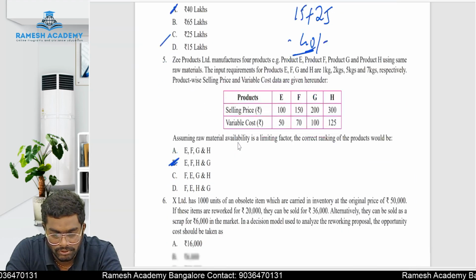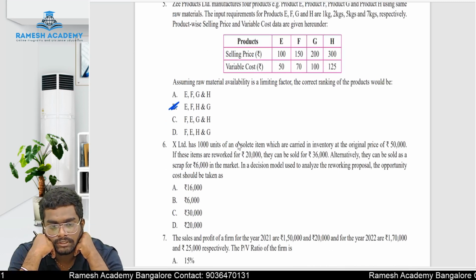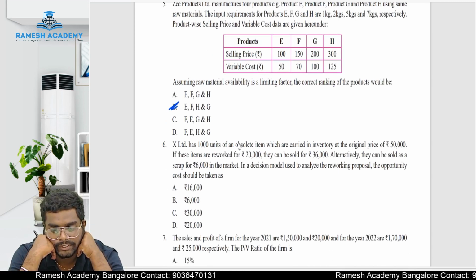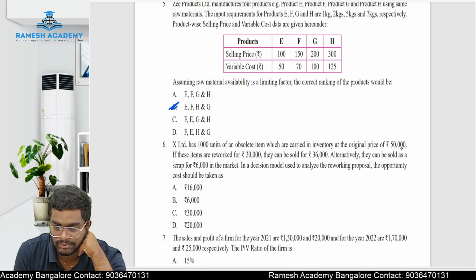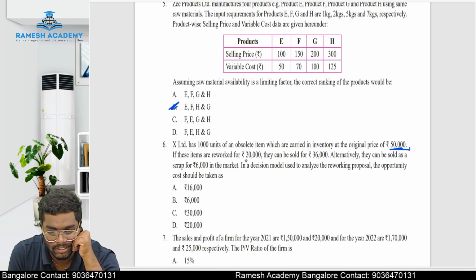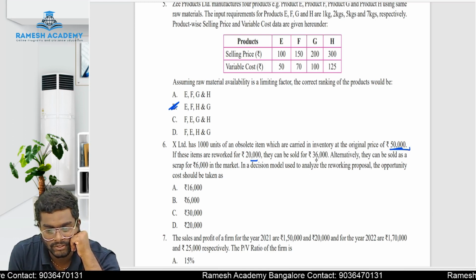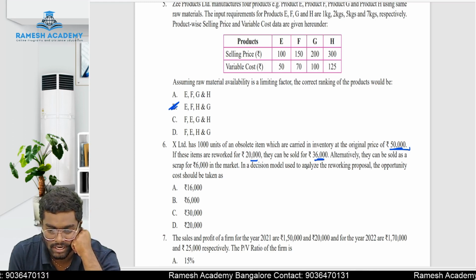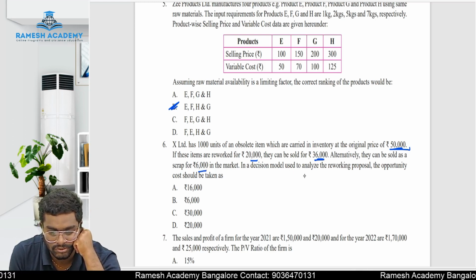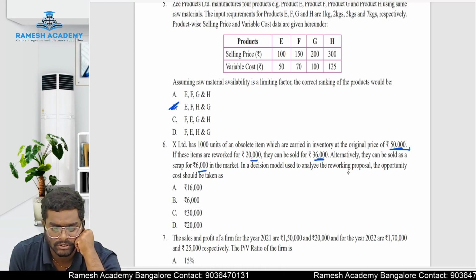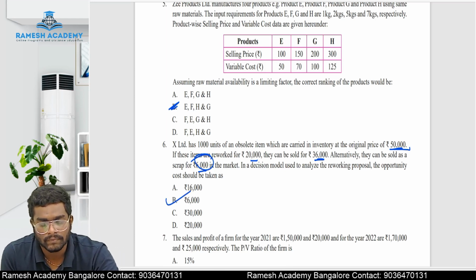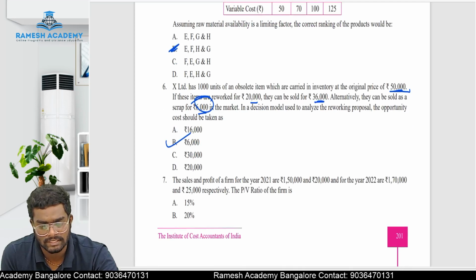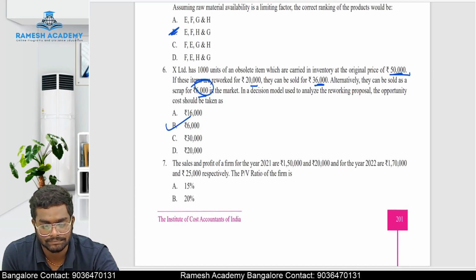So next we'll go to the sixth question. X Limited has 1000 units of obsolete items which are carried in the inventory at an original price of 50,000, which means cost. These items are reworked for 20,000, so total 70,000, and can be sold at only 36,000. Alternatively, they can be sold as scrap for 6,000. In the decision making model used to analyze the reworking proposal, the opportunity cost is nothing but the scrap value, 6,000. Simple. That opportunity cost is relevant because we cannot sell it as scrap if we are reworking it. That is the thing.